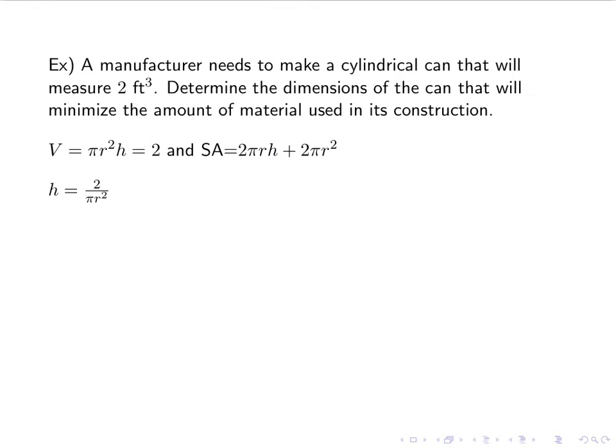So I solve my volume equation for h, and plug that in for h over here. Whenever you end up with 2 equations, you take the one that has the number associated with it. That's called the constraint, the number being 2 here. I solve the constraint for one of my variables, and plug it into the equation that we're minimizing or maximizing. Plugging that in and simplifying, I have SA equals 2 over r plus pi r squared.